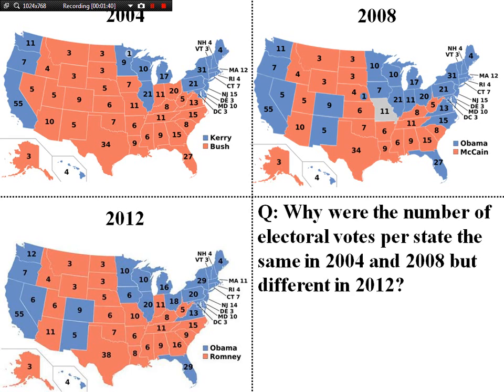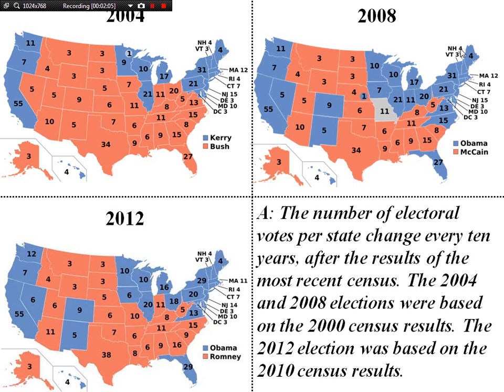So these are your last three elections: 2004, between George Bush and John Kerry; 2008, President Obama's first election against John McCain; and then 2012, re-election against Mitt Romney. So why were the number of electoral votes per state the same in 2004 and 2008, but not in 2012? Your answer is that the number of electoral votes changes because of the census. Some states were losing population, and some gained population.